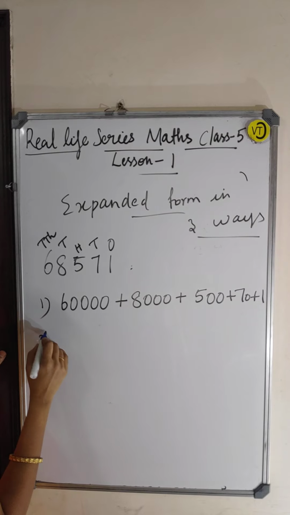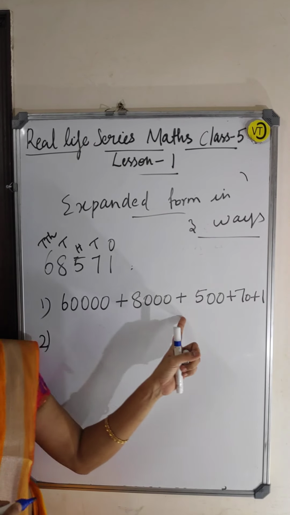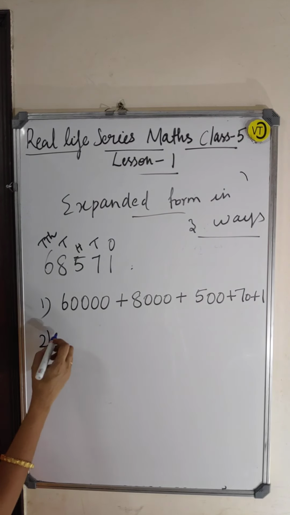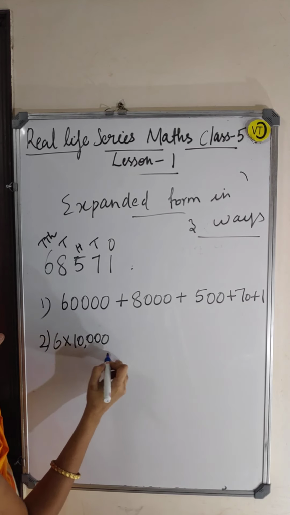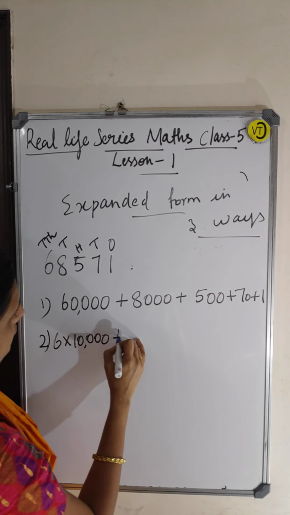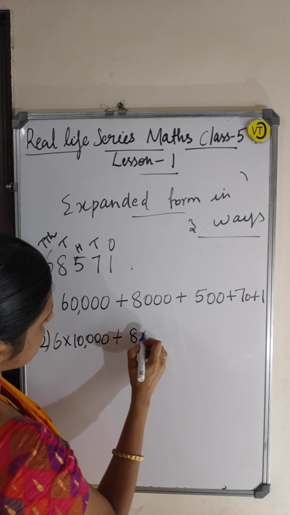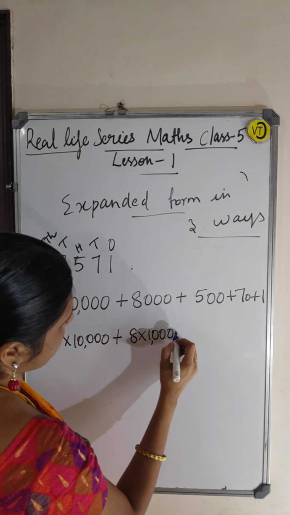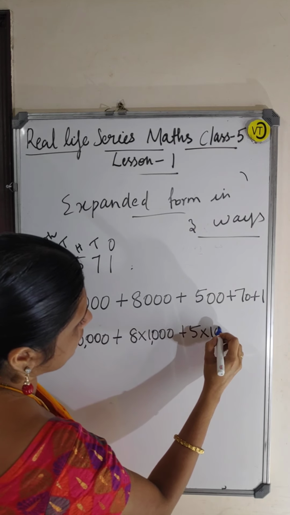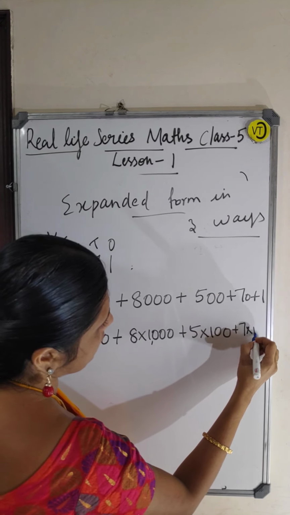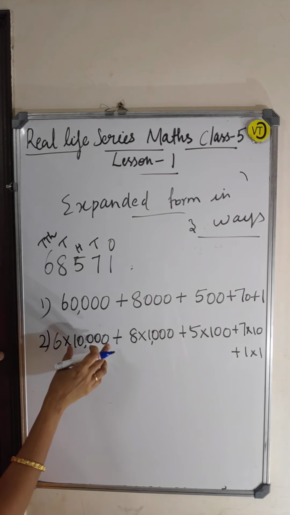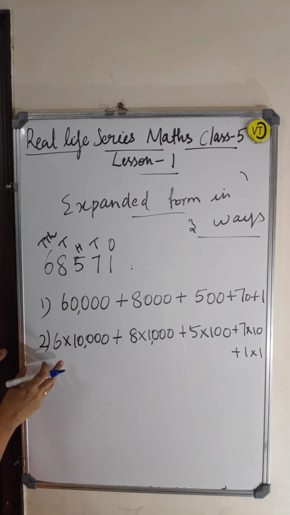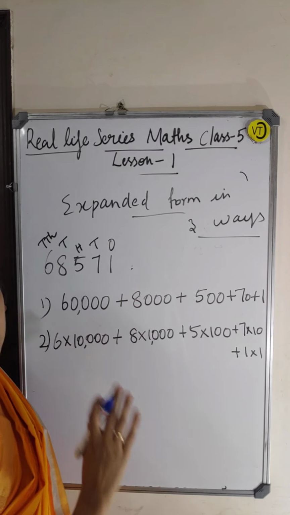Next expansion, three ways, no? The first way I told you. The second way is 6 into 10,000 plus 8 into 1,000 plus 5 into 100 plus 7 into 10 plus 1 into 1. So I have written the place values separately. That is the second way of writing the expansion.